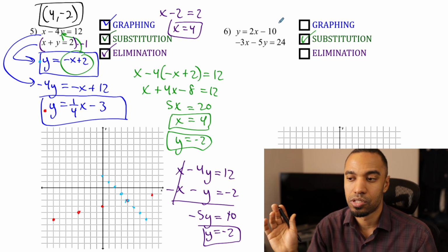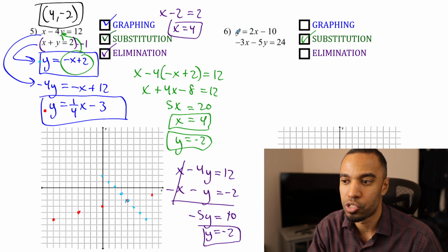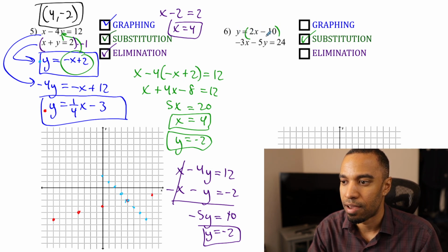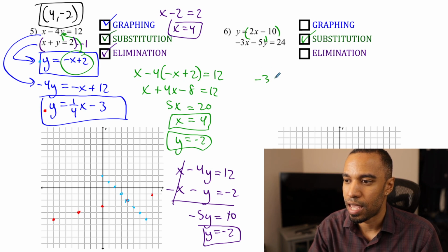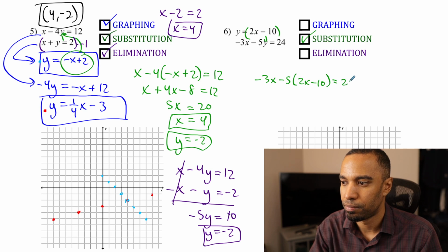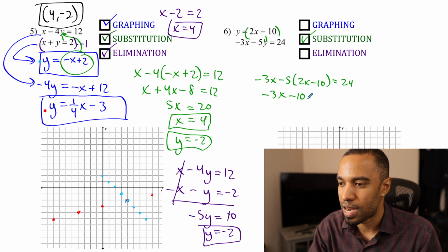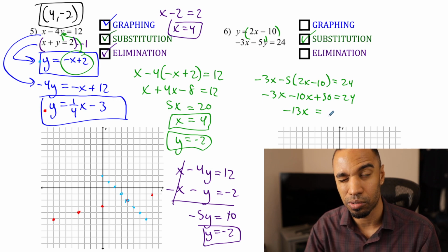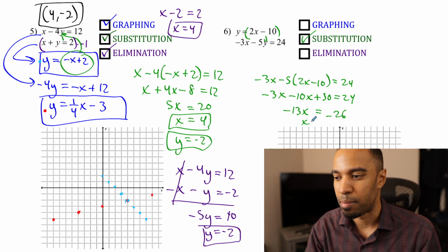Elimination, look, it's the same thing as always. I'd have to move this 2x over and then do a multiplication. At this point, I might as well substitute. Have these take the place of y. Negative 3x minus 5 times 2x minus 10 equals 24. And let's go ahead and distribute and have some fun. Negative 3x minus 10x plus 50 equals 24. Combine like terms. Negative 13x subtract 50 equals negative 26. Divide by negative 13. x equals 2.